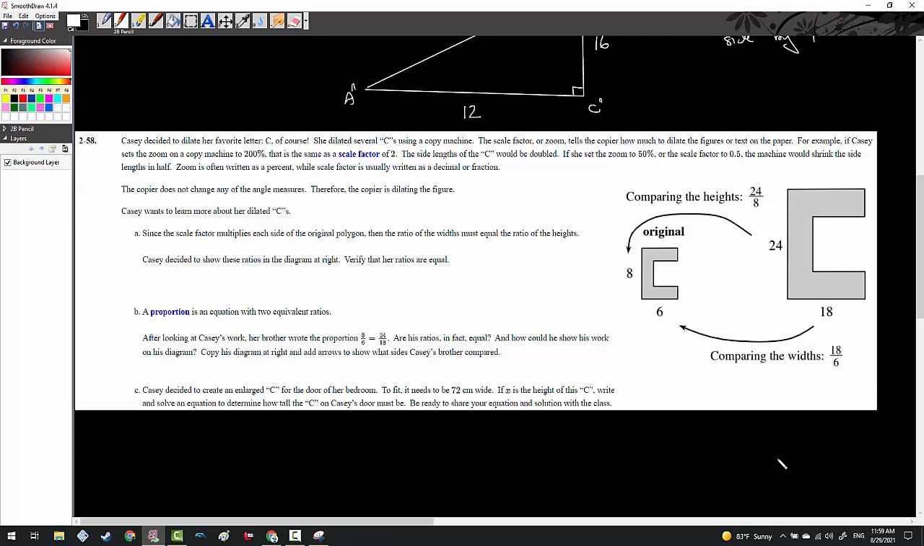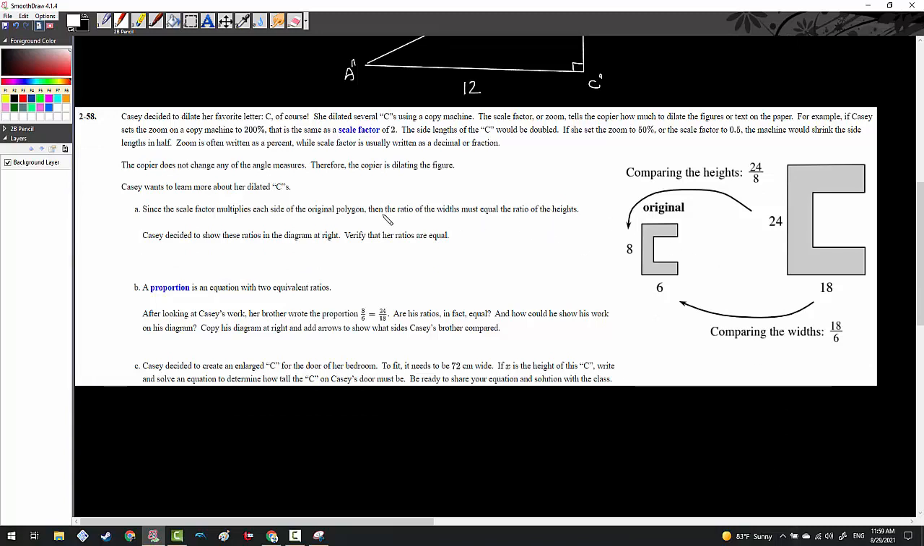And so it says, part A, since the scale factor multiplies each side of the original polygon, then the ratio of the widths must be the ratio of the heights. They must be equal. So we have to verify that the ratios are equal. Let's find out. Did this copy machine do its job correctly? Well, we're going to compare corresponding sides for part A. It doesn't matter which way you go. I'll show you both ways, but since they are moving from large to small, I'll say this is going to be 24 over 8, and then I'll compare that to 18 over 6.